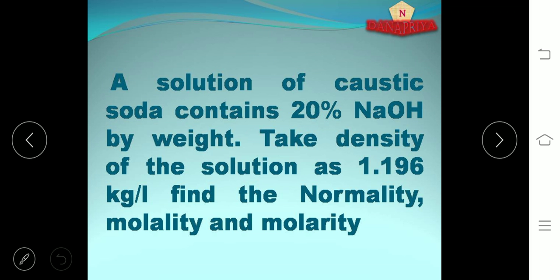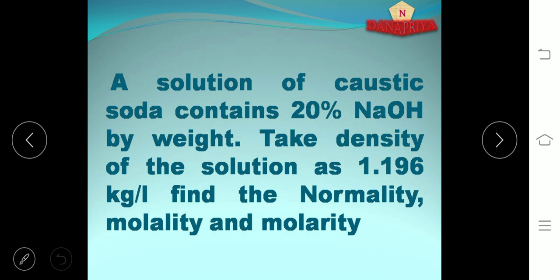A solution of caustic soda contains 20% NaOH by weight. Take density of the solution as 1.196 kg per liter. Find the normality, molality and molarity. The given data is 20 kg of NaOH, that is weight is equal to 20 kg, and density is equal to 1.196 kg per liter. This is the given data. We have to find normality, molality and molarity.